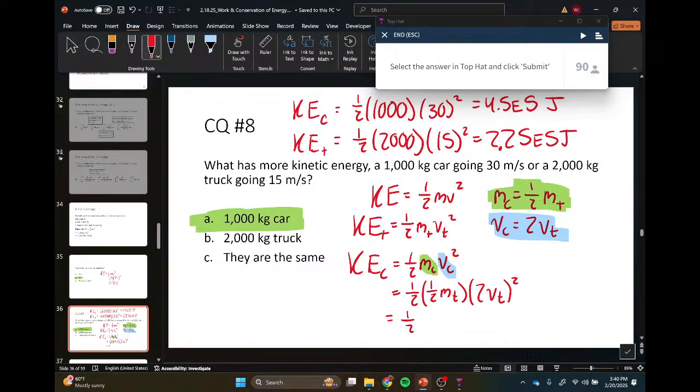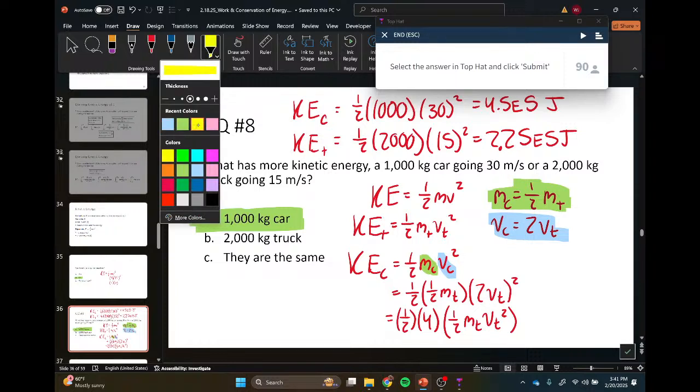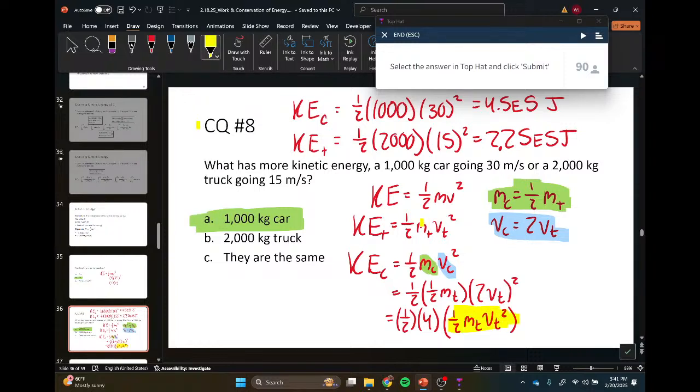Now what I'm going to do is pull out all these numbers to the front. I'm going to keep this 1/2 that was in the front there. I'm going to pull out the 1/2 that was in front of the mass. I'm going to pull out the 4, because 2 squared is 4. I still need to keep this 1/2 here. I don't want to pull that out as well, because at the end of the day, I need to say that this is the kinetic energy of the truck. So long story short, the kinetic energy of the car is equal to 2 times the kinetic energy of the truck.